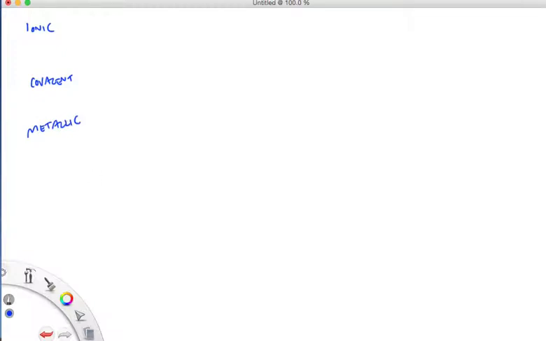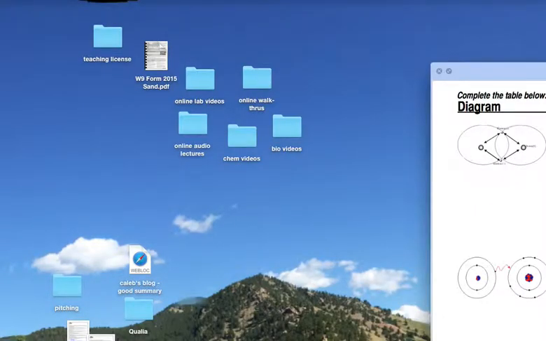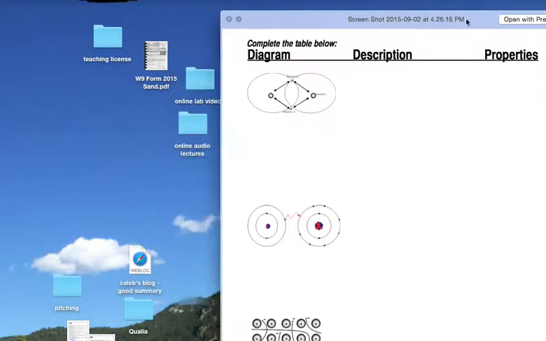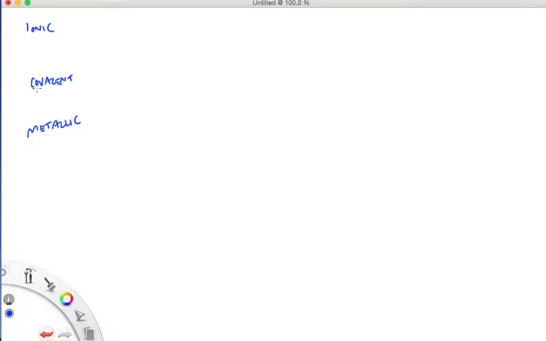I think that's the same order that you have on your sheet. Let's check that out. We have covalent, ionic, and metallic. Let's check this out again here. Oh, they're reversed. So I'll erase it real quick and rewrite them. So we've got covalent, ionic, and metallic as our types of bonds.